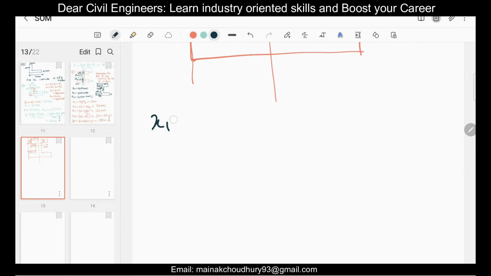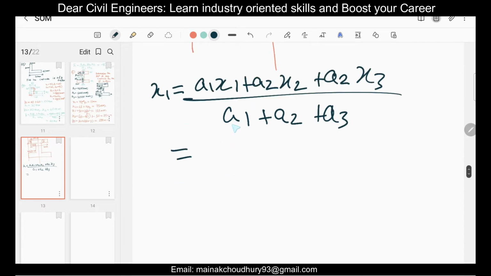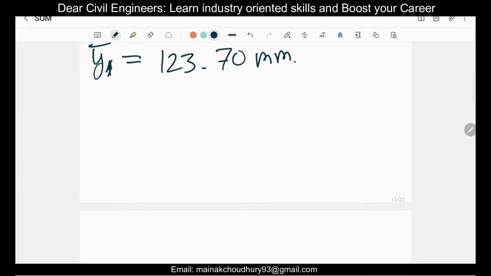So similarly use the formula x bar equals a1 x1 plus a2 x2 plus a3 x3 by a1 plus a2 plus a3, right? If you calculate the value, it will be 75 mm. And similarly, if you calculate the value of y bar, it will be 123.70 mm. So this will be the answer for this question. Now I guess you have grasped the concept of your centroid.